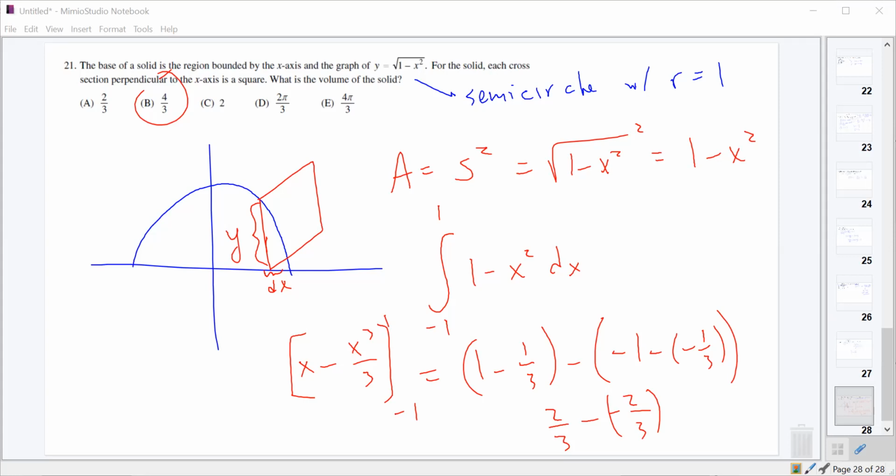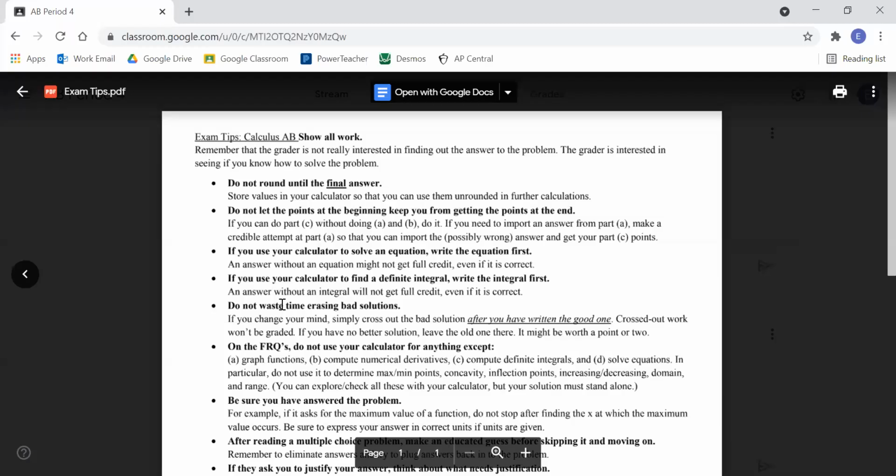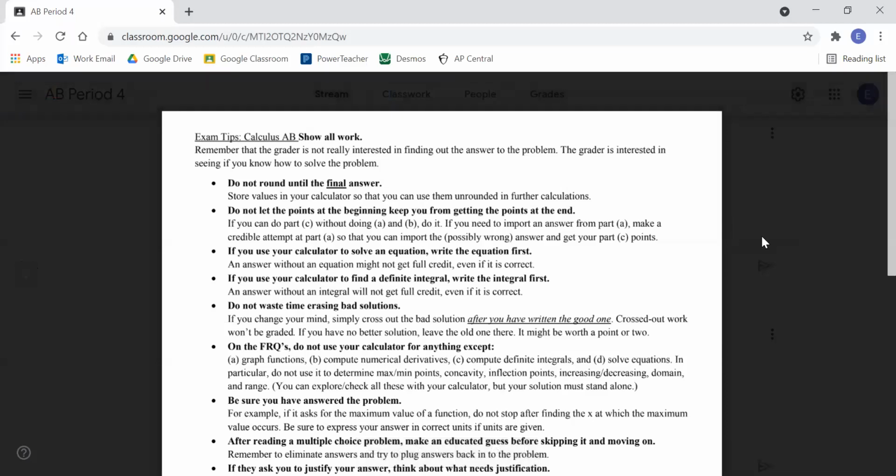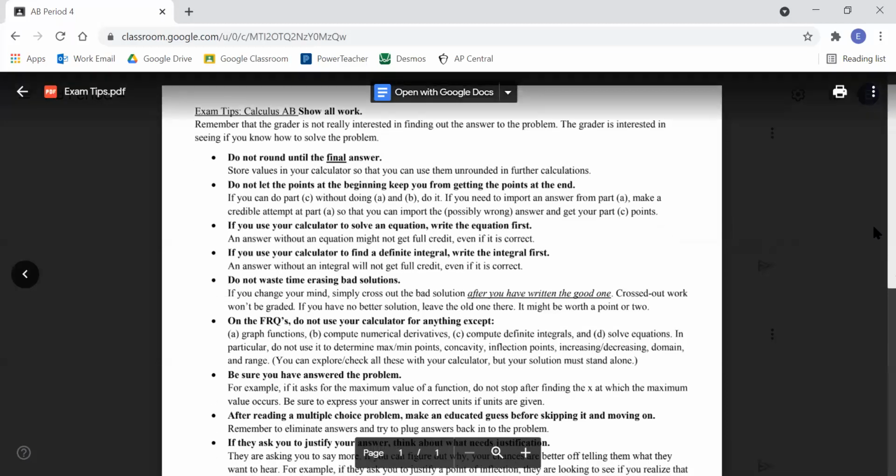So what we're going to do now is I'm going to pull up one of the documents that I have up in Google Classroom, specifically this one that says exam tips. And I want to talk about some of these things. Even though I know I've talked about them before, I want to mention them again because a lot of this stuff is important and it's good to hear it right before you take the test.